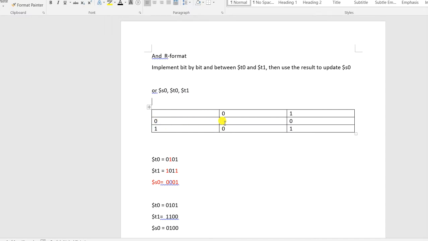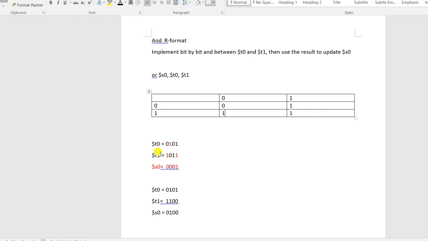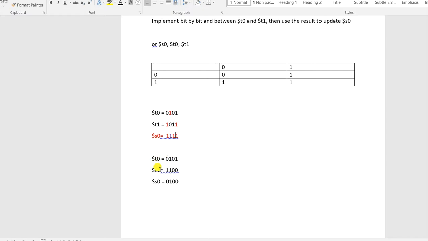If both of them are 0, the result is 0, but if one of them is 1, the result will be 1. If both are 1, it will be 1. So if I implement OR between these two, the result will be 1, 1, 1, 1, because as long as one of the elements is 1, the result will be 1. Similarly, if I implement OR between these two source operands, I get 1, 1, 0, 1, because only when both of them are 0 will the corresponding bit be 0.